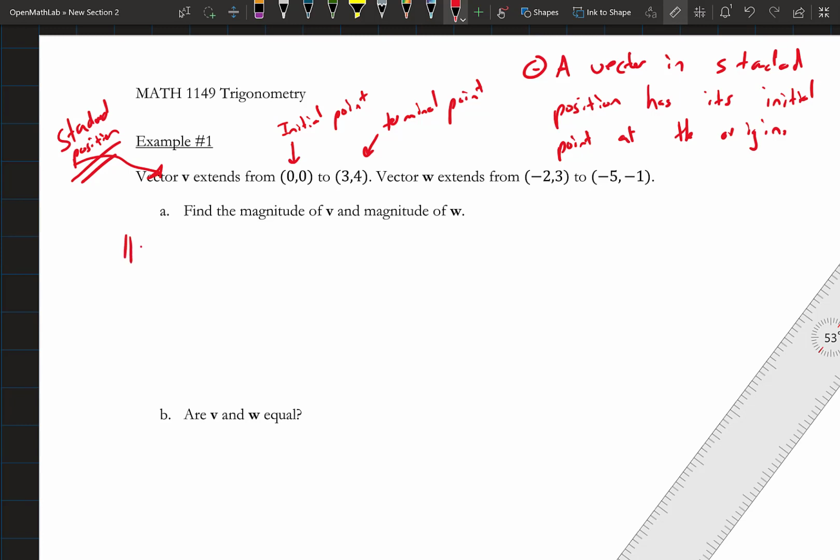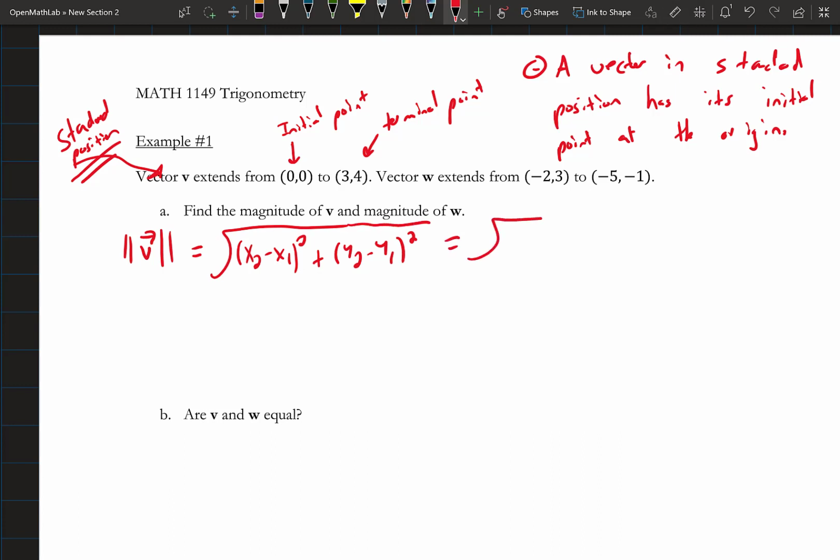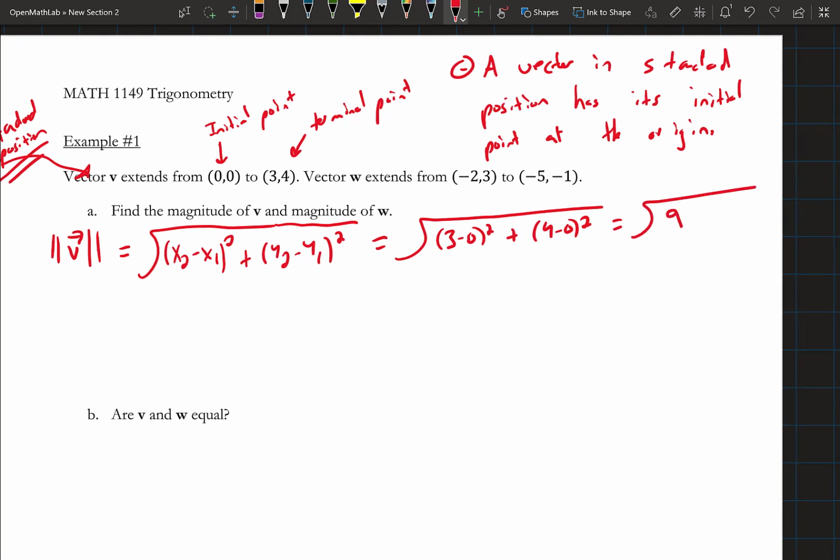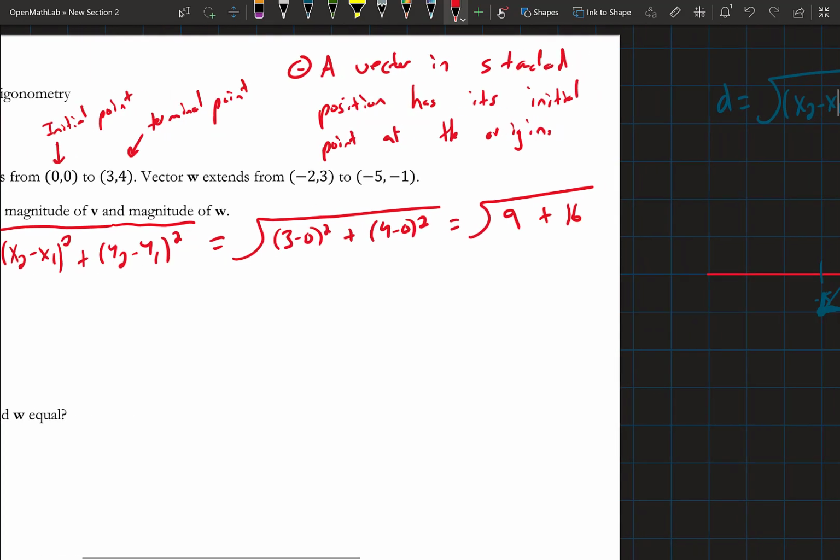So the magnitude of V is going to be equal to the square root of, remember, x2 minus x1 quantity squared plus y2 minus y1 quantity squared. Let me just get rid of that ruler. So this would be equivalent to the square root of -5 minus -2 quantity squared plus, whoops, hang on, I was looking at the wrong vector. That's for W, sorry about that. So this would be 3 minus 0 quantity squared plus 4 minus 0 quantity squared. So this would be equal to the square root of 3 squared, which is 9, plus 4 squared, which is 16, which equals the square root of 25, which is 5.